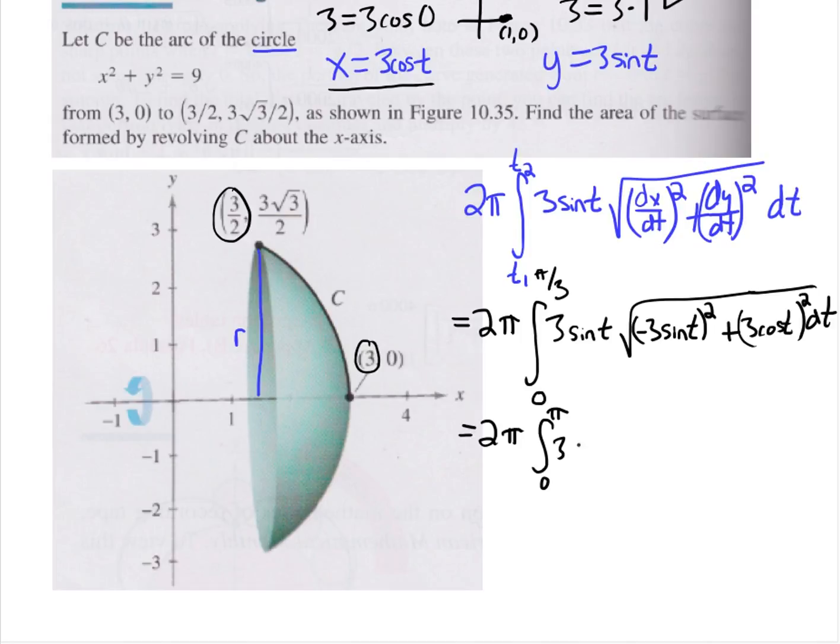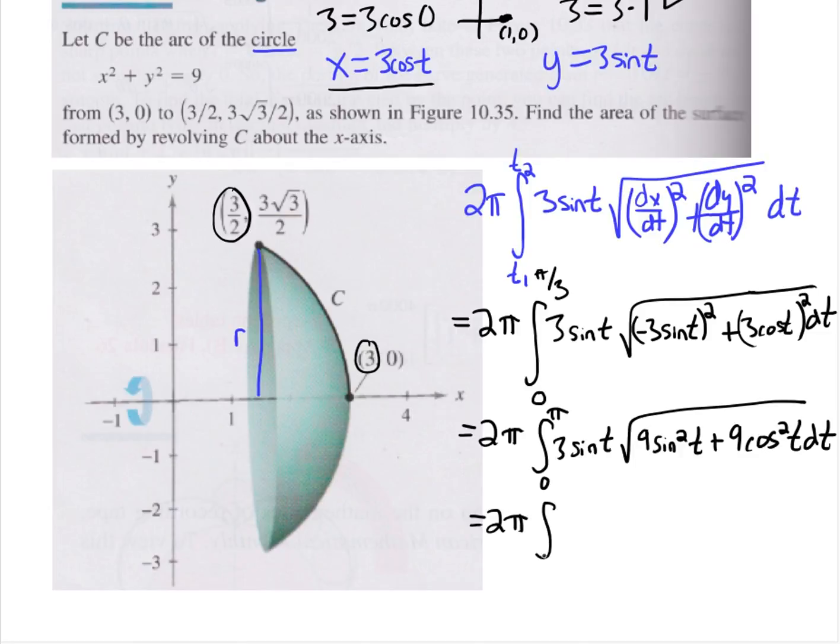So we've got 3 sine of t times the square root, and inside looks like we have 9 sine squared and 9 cosine squared. Beautiful. That's going to be an easy simplify, right? You can just factor out 9, and you get your identity for sine squared plus cosine squared. This should be over 3.